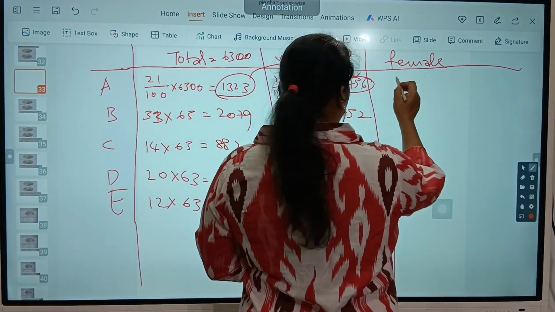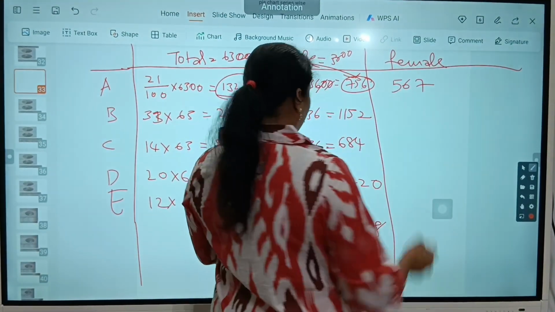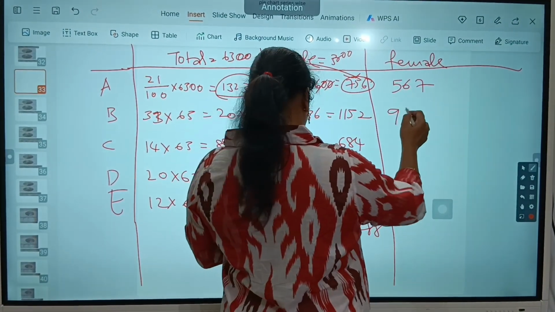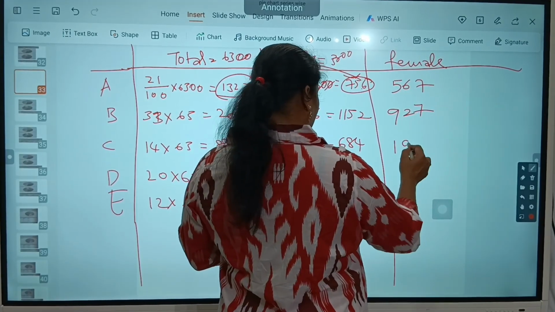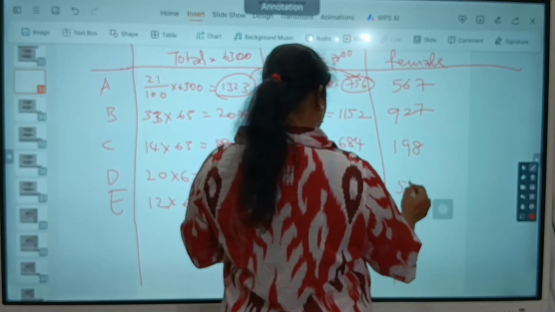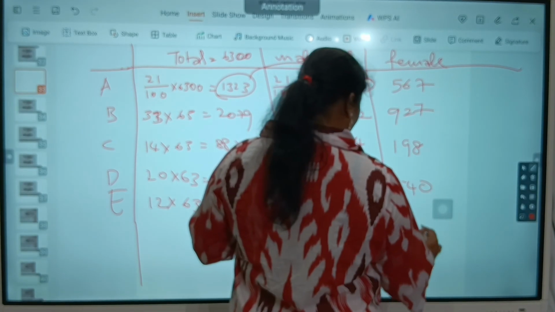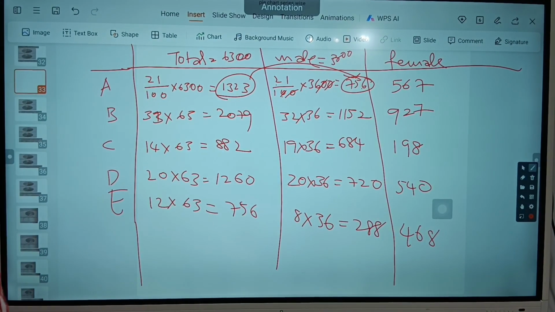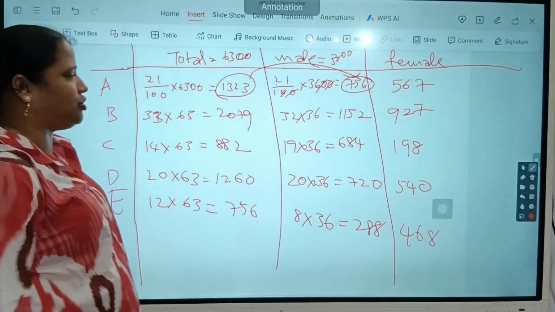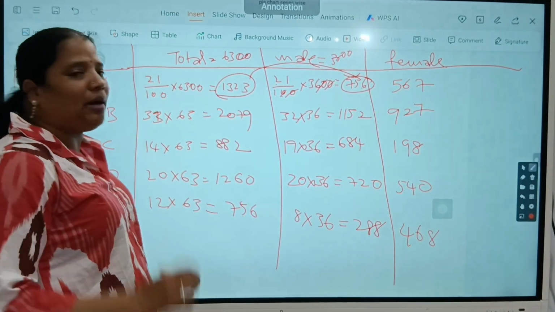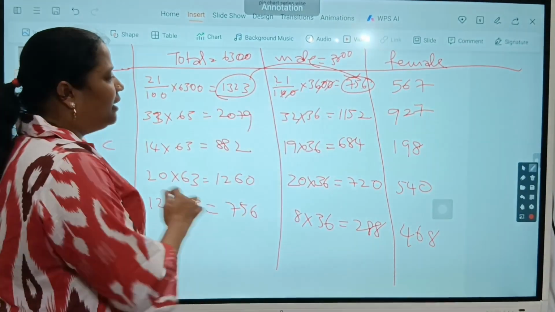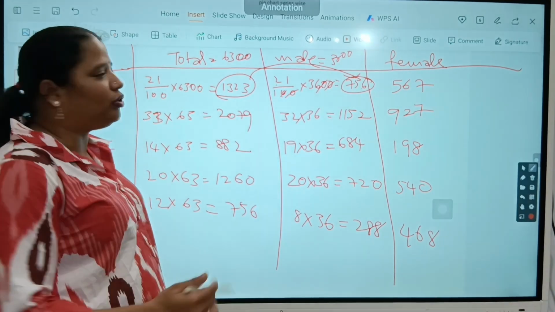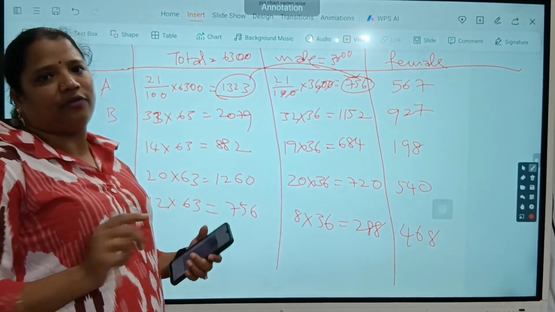So, what is the number of female members in A club? 567. In B, 927. In C, 198. And D, 540. And E, 468. So, first you note down this table. Then it will be easy for you to solve each question. I am holding here for a minute because I am giving time to you to note down the table. Or else you take screenshot from the video also.